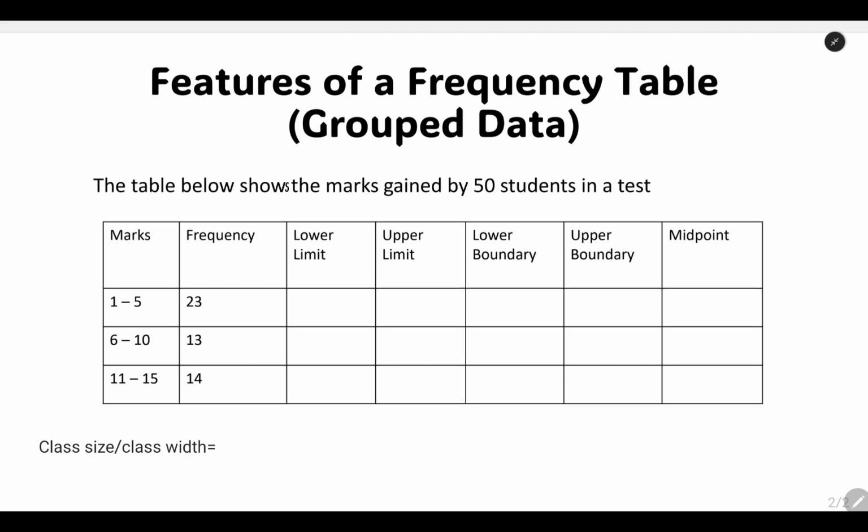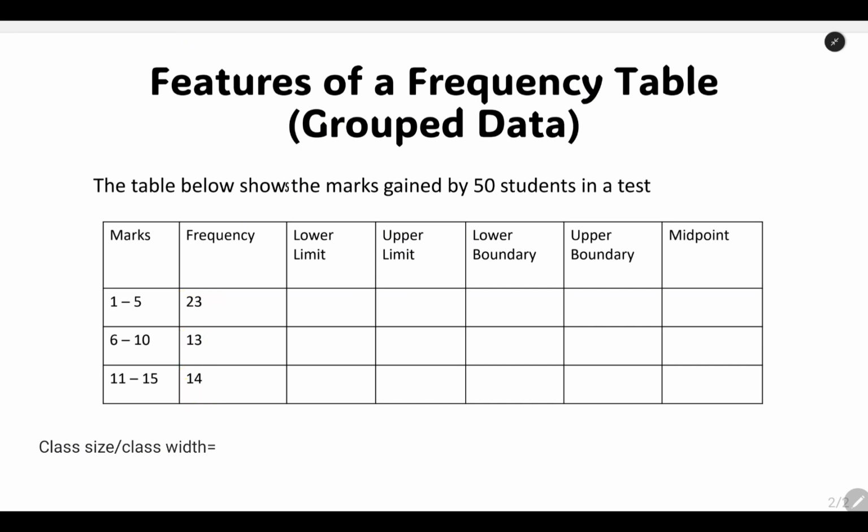And the next column, we have the frequency. So the frequency basically tells you the amount of observation that happens in the class interval. So for example, we saw that 23 students gained marks 1 to 5, and 13 students gained marks 6 to 10, and 14 students gained marks 11 to 15. So that is what the frequency tells you.